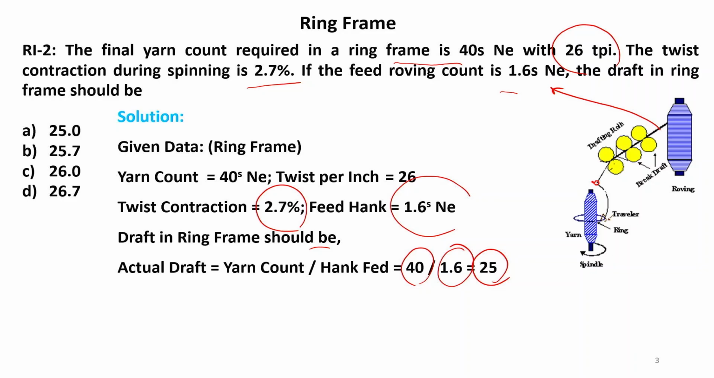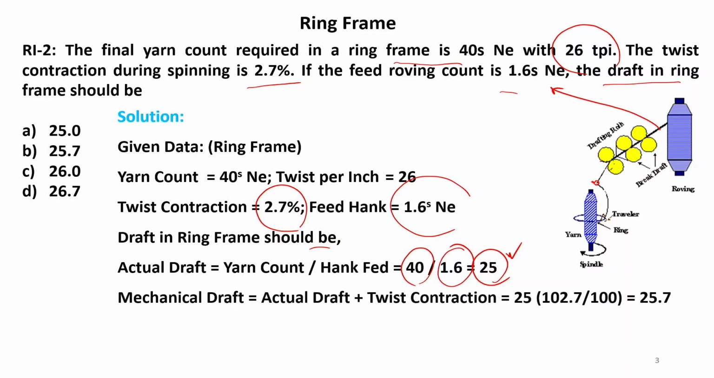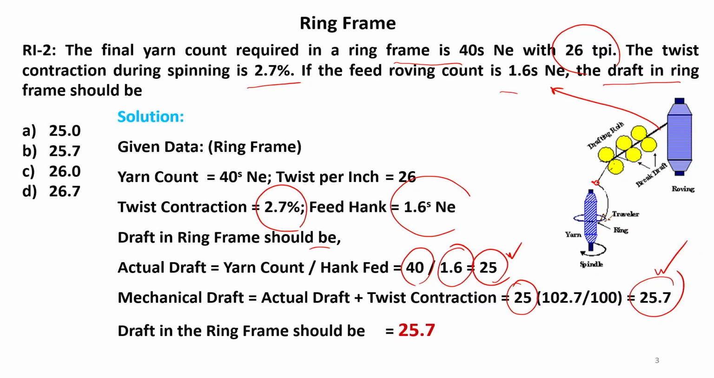But the ring frame draft should account for the 2.7% contraction, so we should keep the ring frame draft a little bit higher, 2.7% higher than the actual draft, because 2.7% contraction is there. So, 25 multiplied by 102 by 100 will be 25.7. That should be the ring frame draft, the mechanical draft we have to keep in the ring frame. So, draft in the ring frame is 25.7.